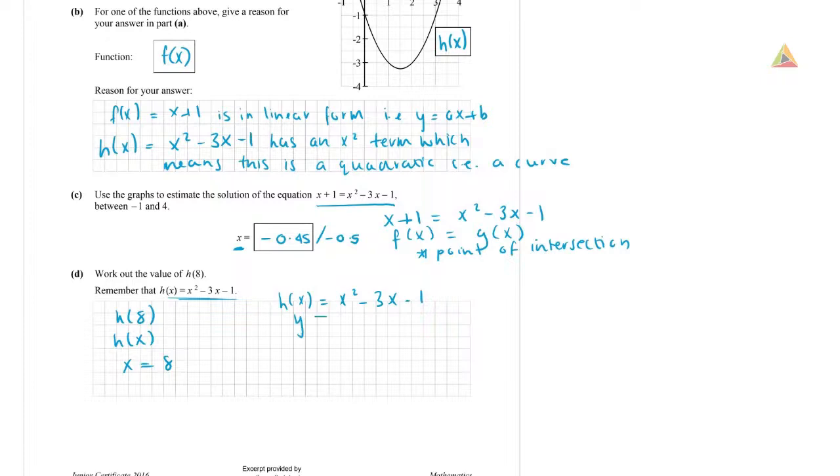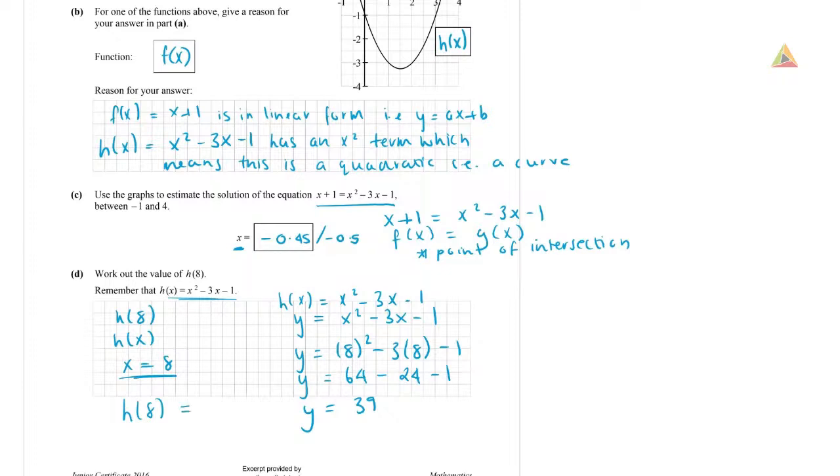So we're going to rewrite it as y is equal to x squared minus 3x minus 1. So we know that x is 8. So instead of x, we're going to put in 8. So y is equal to 8 squared minus 3 by 8 minus 1. So then you get y is equal to 64. So 8 squared is 64, minus 3 by 8 is 24, minus 1. So you put that into your calculator and you'll get a y value of 39. So the answer there, h of 8 is equal to 39.